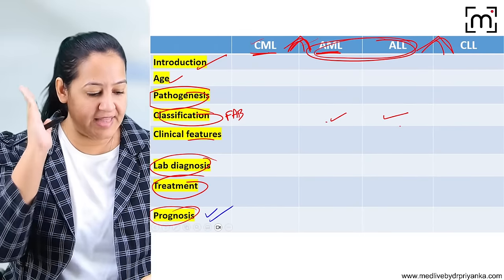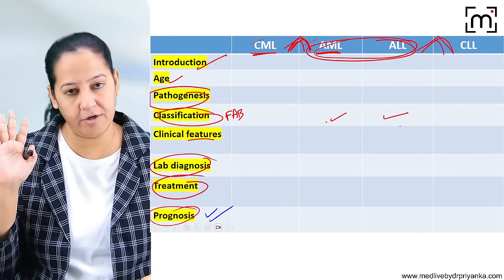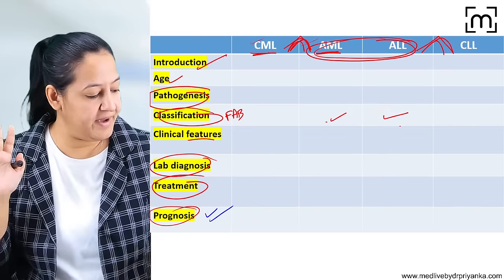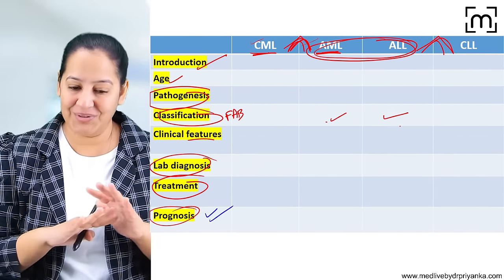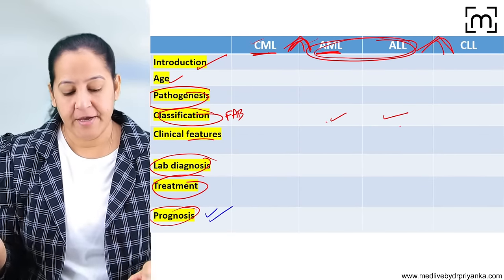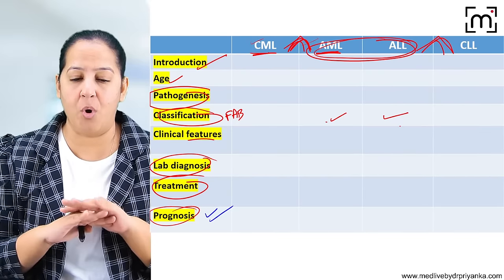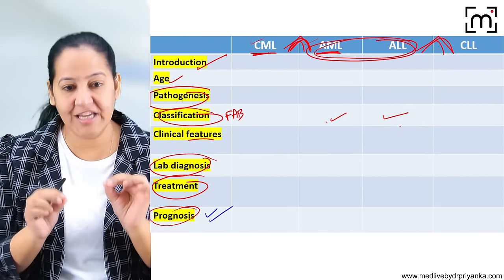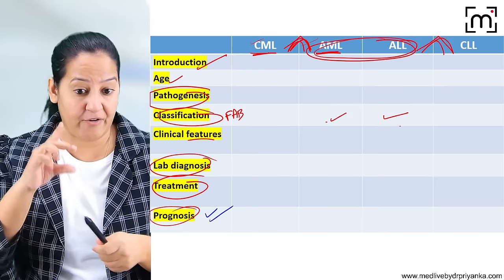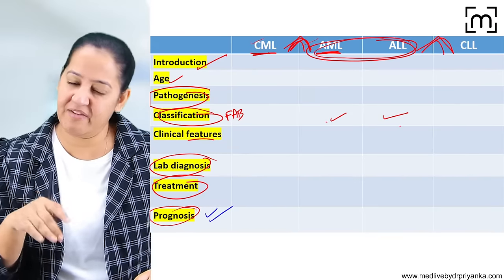And not only this, in the end we are going to compare all of them put together at one place, in one shot, so that the thing will be oversimplified. If you make this table with me, it will be useful: after the session you can revise all the leukemias in just 5 minutes by looking at this table. I can guarantee you all your MCQs can be cracked from this table. Take my challenge.